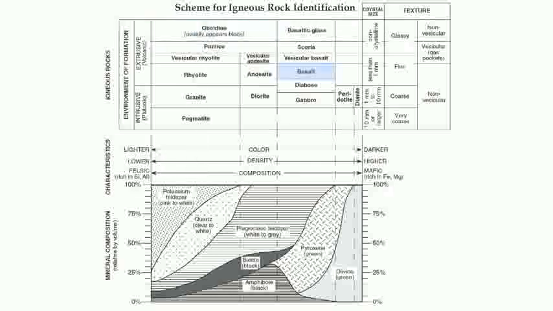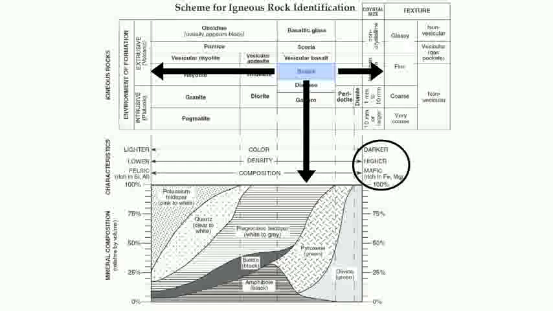And then finally, we'll just take basalt, for instance. Basalt is extrusive, quick cooling, because it has small crystals. It's going to contain the minerals directly below it, and it's going to be a mafic composition.